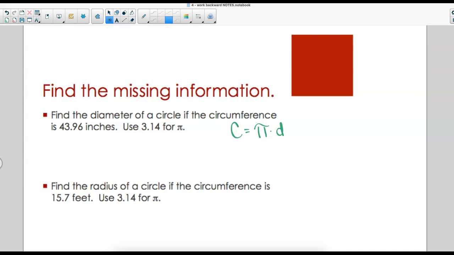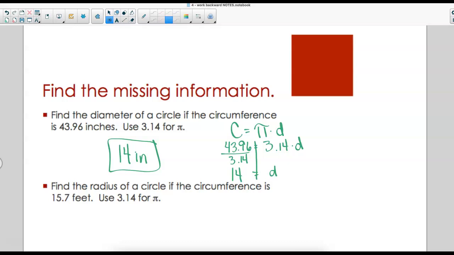The circumference is 43.96. Pi is 3.14. We're trying to find the diameter. We divide by 3.14. 43.96 divided by 3.14. I get 14. So the diameter of the circle is 14 inches. Done.